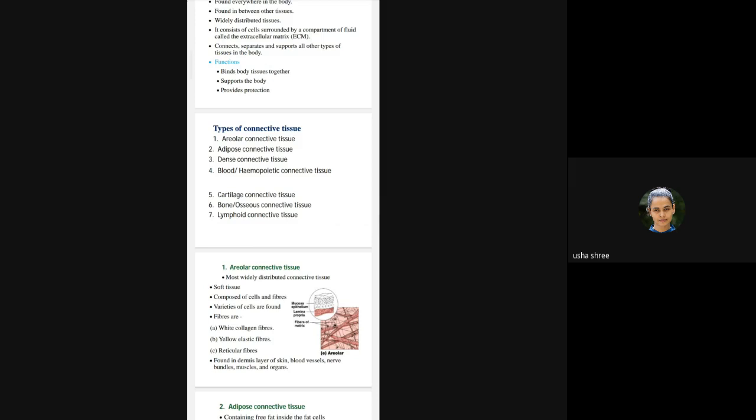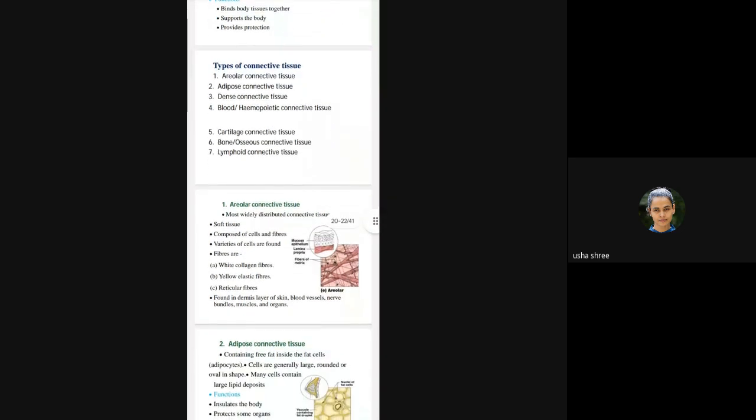Now, there are seven types of connective tissue. First is areolar connective tissue. Second is adipose connective tissue. Third is dense connective tissue. Fourth is hemopoietic connective tissue, which is blood. Fifth is cartilage connective tissue. Sixth is bone. And seventh is lymphoid connective tissue.